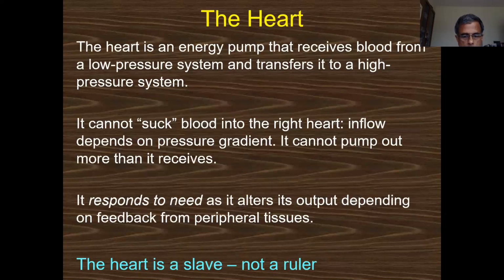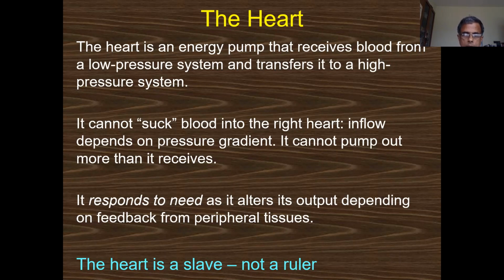Now, just a word about the heart. The heart gets blood from a low pressure system and pumps it into a high pressure system. It cannot suck blood into the right atrium. It can only allow the blood to flow. Its ability to generate negative pressure is limited. I mean, it's not there. Unless you expand the lungs, the chest expands and creates negative pressure in the thoracic cavity. The heart by itself cannot suck any blood.